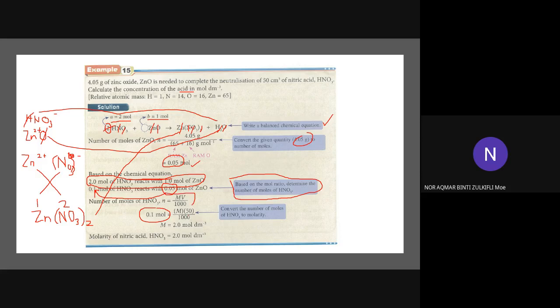From here, then we can settle the final answer. Because the formula given to you is mole equal to MV over 1000. So again, check from the question here: 50 cm cube, 50. M molarity, we need to find it, and then over 1000. From the question, you will find the final answer. So the molarity of nitric acid is 2.0 mol dm-3. Never mind, after you do a lot of exercises, I think you will understand more.